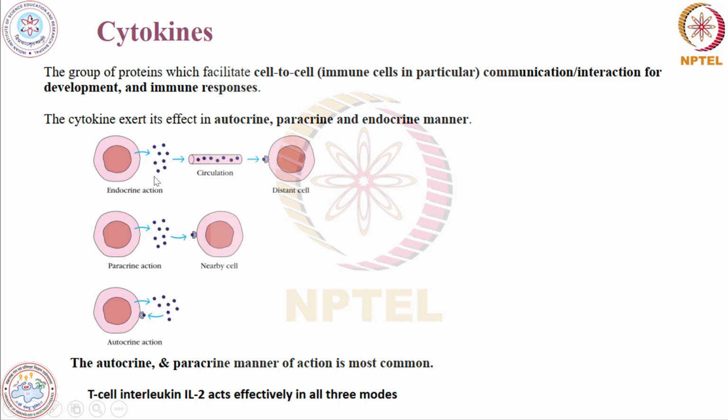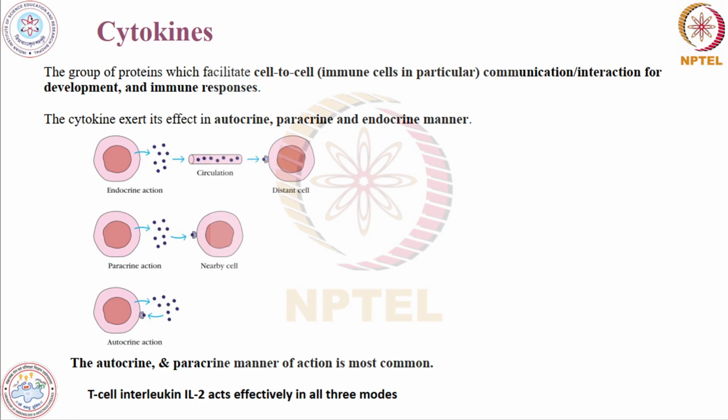The third one is endocrine action. Endocrine is long distance signaling. In the case of endocrine, cytokines travel through the bloodstream to reach and act on distant cells in the body. One cell is producing the cytokine, it travels through the bloodstream and reaches some distantly located cell. An example of this is during an infection, the immune system releases TNF alpha, that is tumor necrosis factor alpha, into the bloodstream.